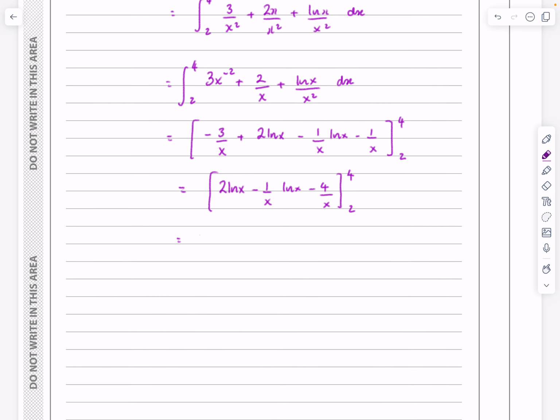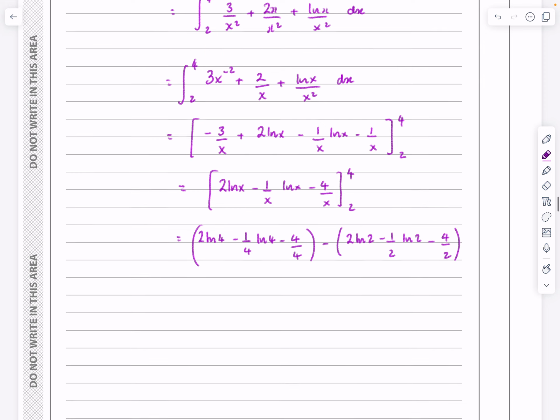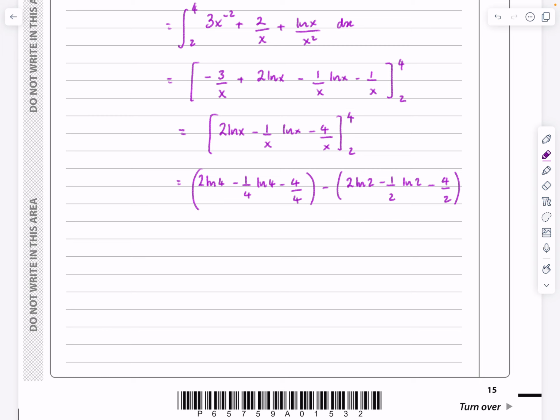This is going to be, okay, 2 log 4 minus 1 over 4 log 4 minus 4 over 4. That's putting the 4 in, minus, now putting the 2 in, 2 log 2 minus 1 over 2 log 2 minus 4 over 2. So if we're trying to sort all that out, then what have we got? Well, we've got, let's have a look at this.